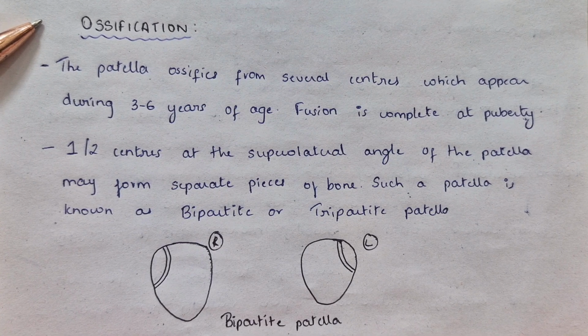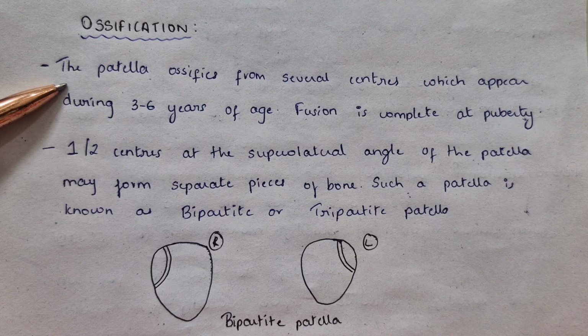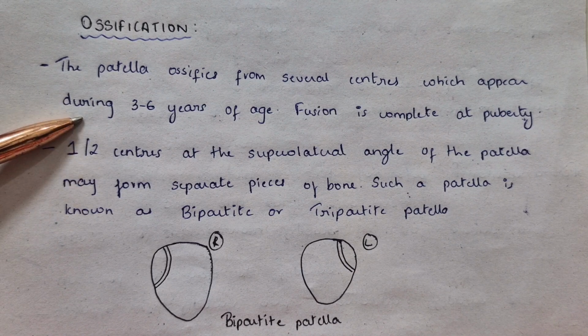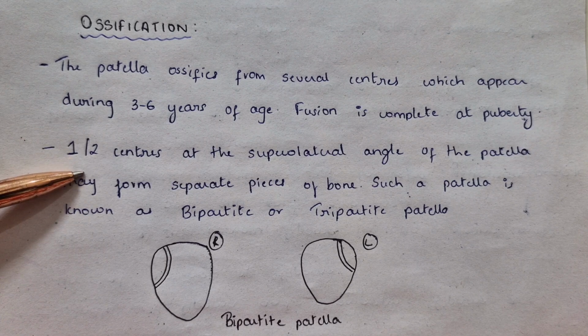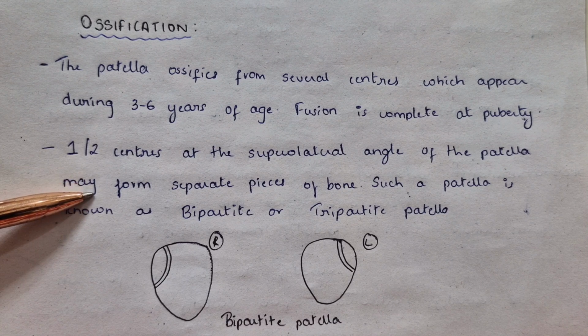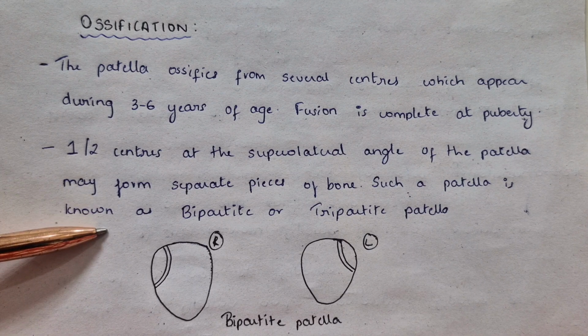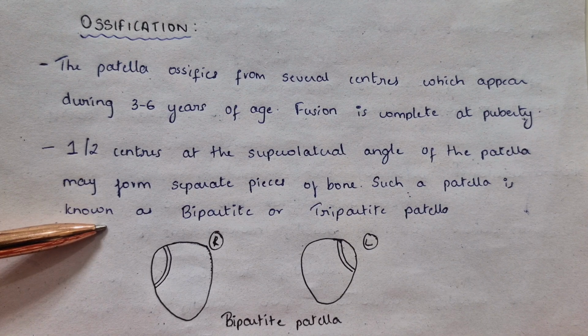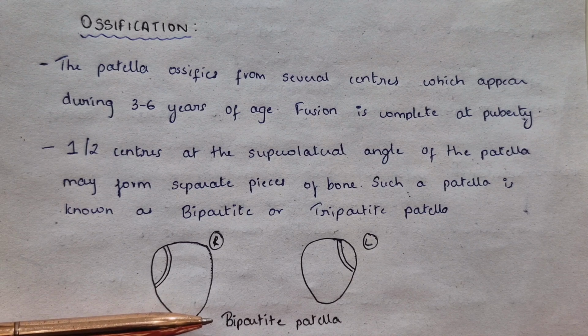Ossification of the patella. The patella ossifies from several centers which appear during 3 to 6 years of age. Fusion is complete at puberty. Half centers at the superolateral angle of the patella may form separate pieces of bone. Such a patella is known as bipartite or tripartite patella. So these are diagrams of bipartite patella.